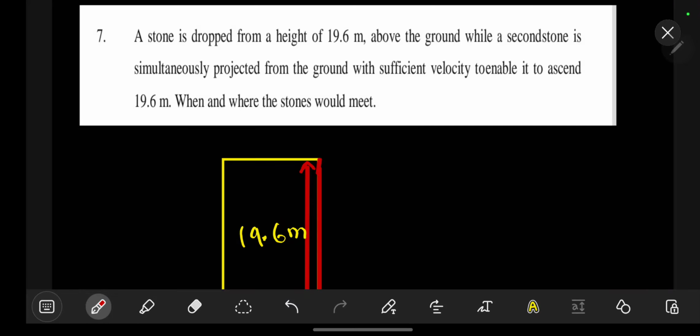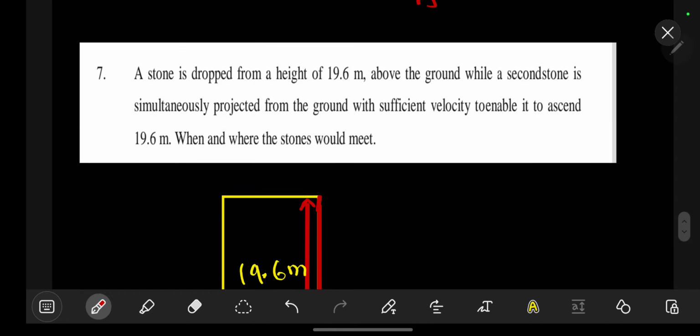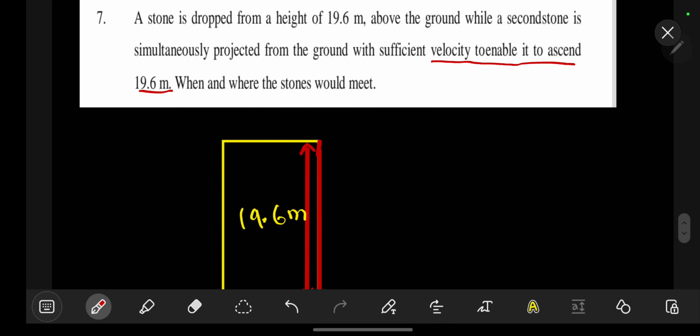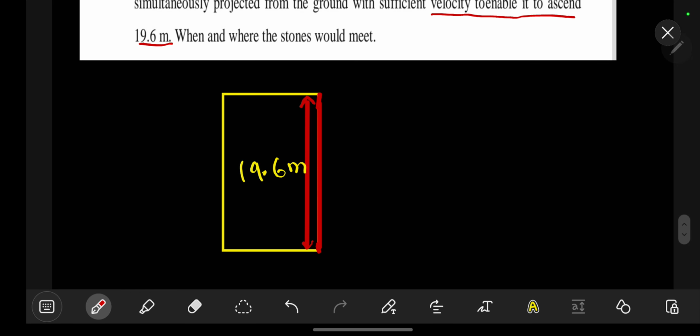So here today we are going to be looking at another free fall question, which is saying that a stone is dropped from a height of 19.6 above the ground, while a second stone is simultaneously projected from the ground with sufficient velocity to enable it to ascend 19.6. So now we have two stones.